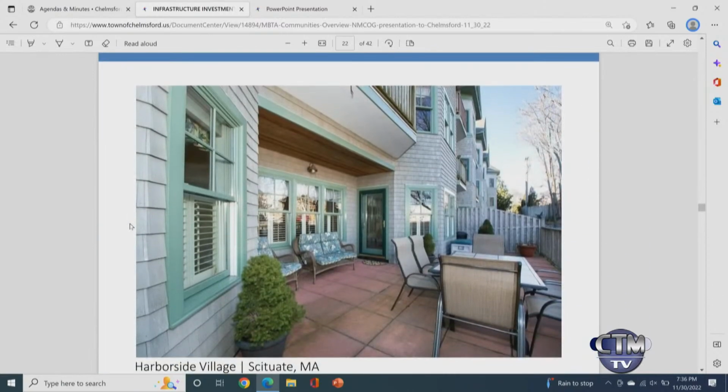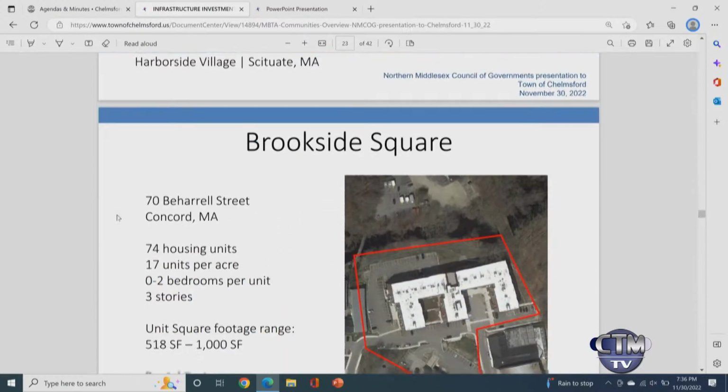So I just have a question. So it doesn't have to be apartments, rental units. It can be ownership, condominium type. It could be owner or it could be rental, yes. Okay, thank you. Okay, you're welcome.